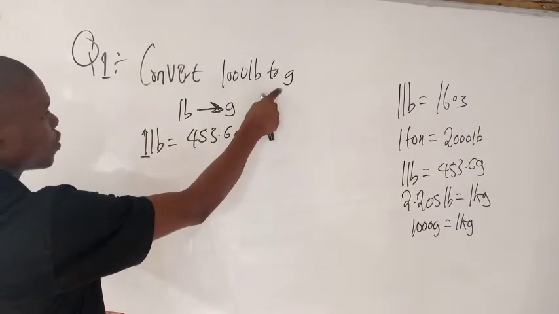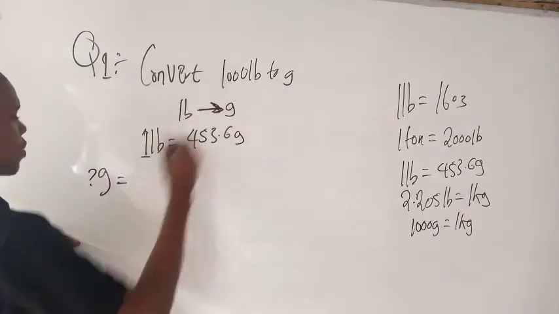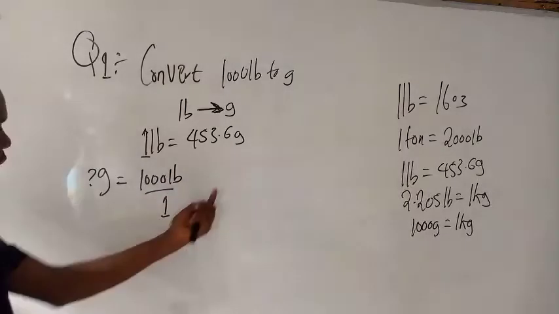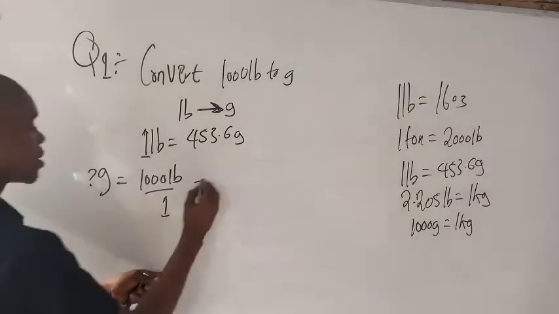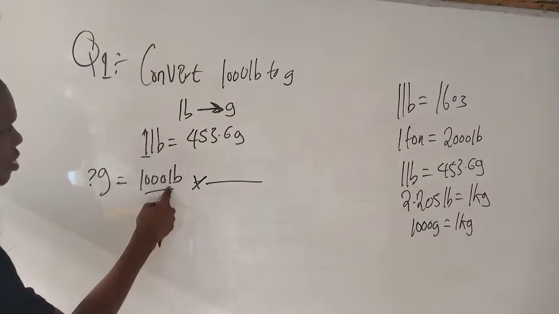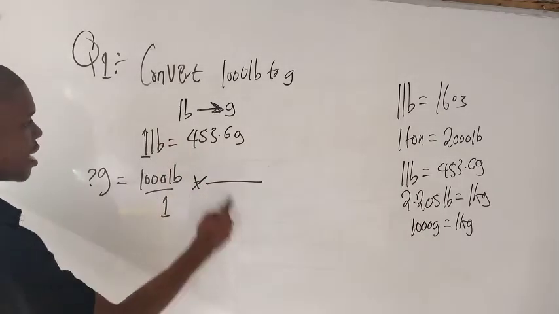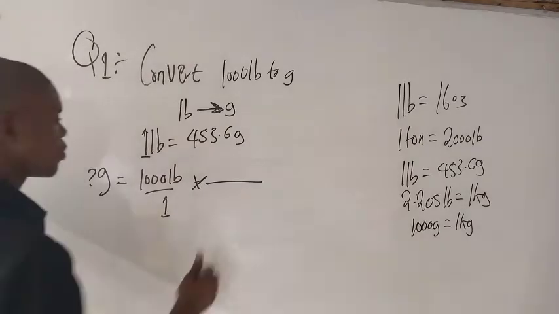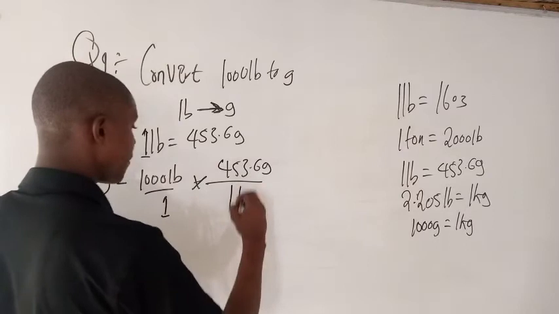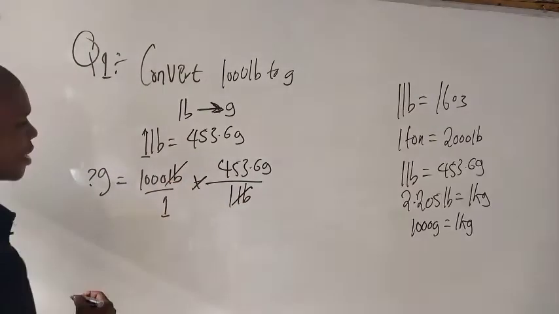Now what are we converting to? We are converting to gram, right? So we're going to have gram equals what are we converting? We are converting 1,000 pounds over 1. I believe you understand what I've done here. Times, now I will arrange it such a way that pounds will cancel pounds. The only way we can do it is pound cancels pound. This one will move to the bottom, this will move to the top. So that will be 453.6 gram over 1 pound. So this will cancel out this one here, right?